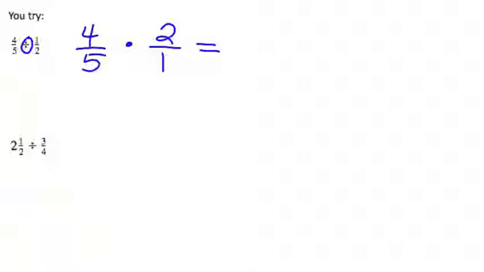Now I can just multiply the numerators and multiply the denominators because I don't see that 5 and 2 have a common factor or 4 and 1 that have a common factor. So 4 times 2 is 8, 5 times 1 is 5. But that's an improper fraction. So 5 goes into 8 one time. You have 3 left over, and we keep the denominator 5.